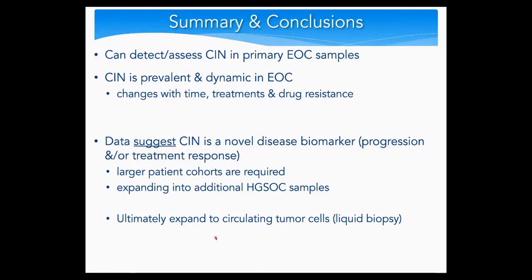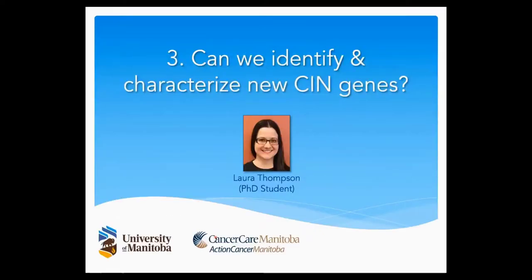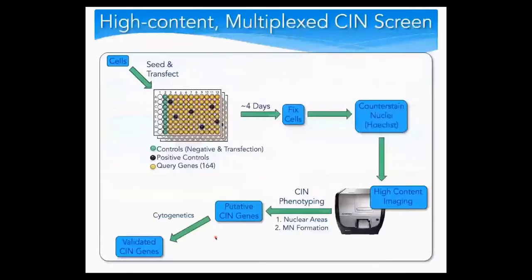So having really demonstrated that CIN is prevalent here in ovarian cancer, we then wanted to go on and discern whether or not we could identify and characterize the CIN genes that are causing that chromosome instability in those various different cancer types. Again, this is work done by Laura Thompson.